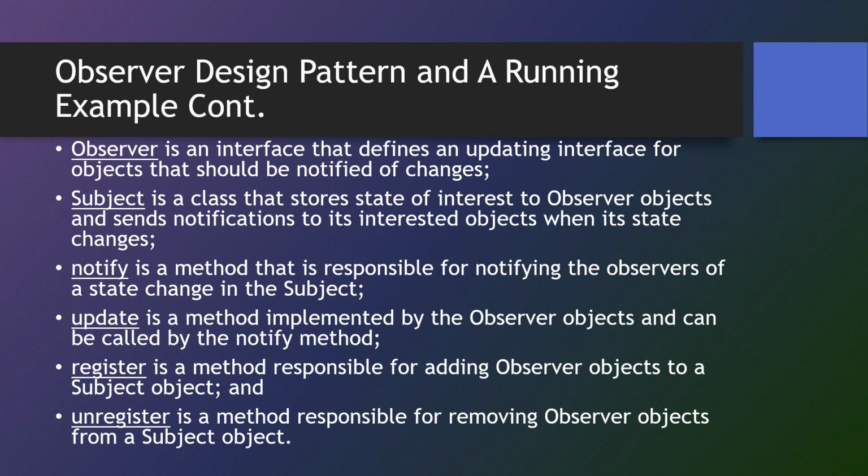Notify is a method that is responsible for notifying the observers of the state change in the subject. Update is a method implemented by the observer objects that can be called by the notify method. Register is a method responsible for adding observer objects to a subject object. And last one, unregister is a method responsible for removing observer objects from a subject object.